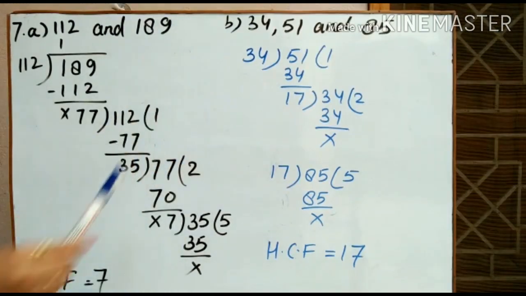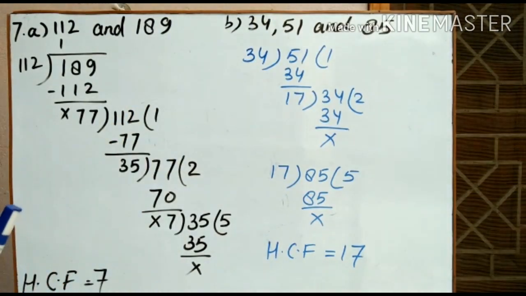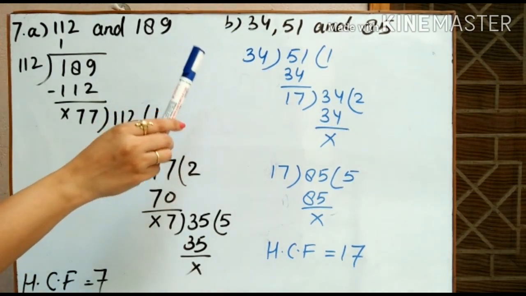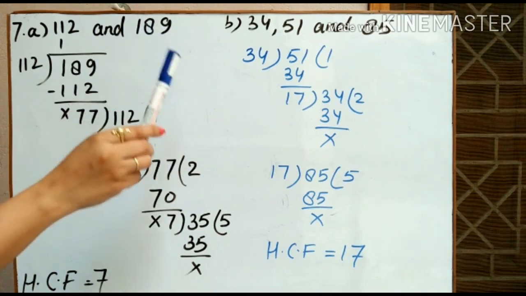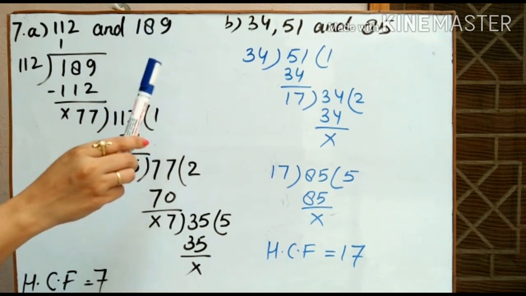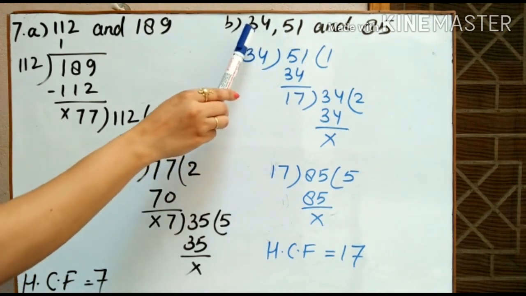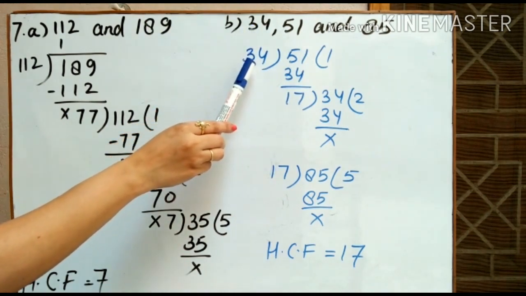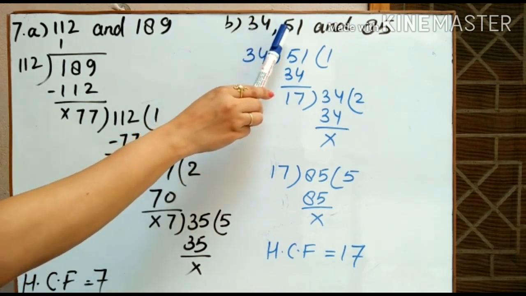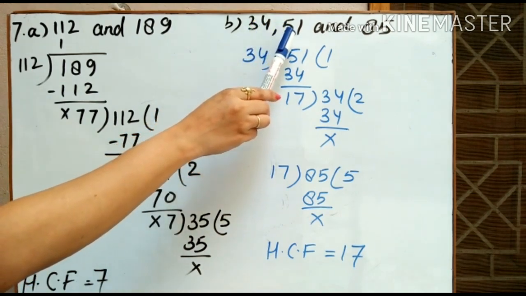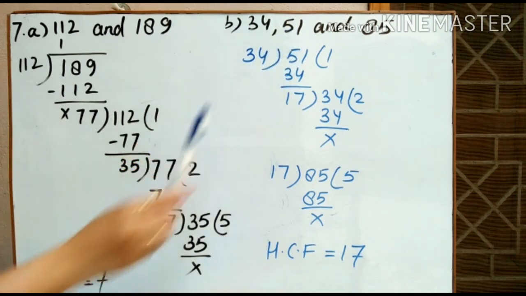Now B. 3 numbers are there. I have told you we always take smallest number as divisor and the number just after smallest number as dividend. We can see here 34 is the smallest number. That's why we will take it as divisor. And just after 34, what is there? 51. We will take 51 as dividend.